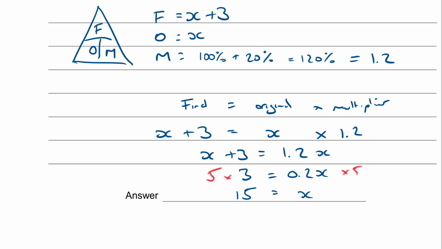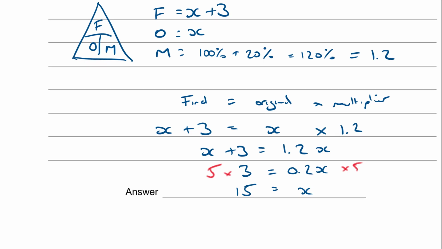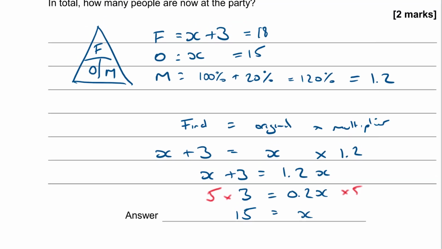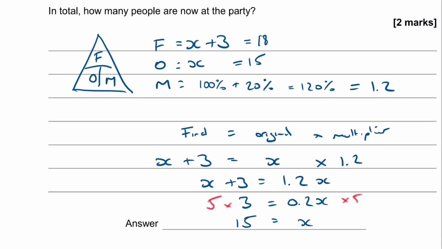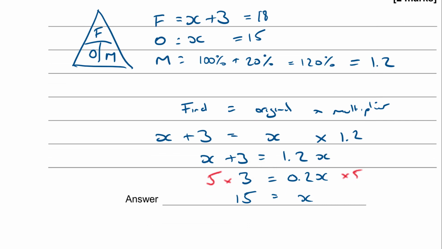So there were 15 people at the party, 3 people joined, making 18, and that is an increase of 20%. If X is 15, then the final must be 15 plus 3, which is 18, isn't it? And that is the answer we're looking for: in total, how many people are now at the party? So we want that final value. The answer is 18 people.